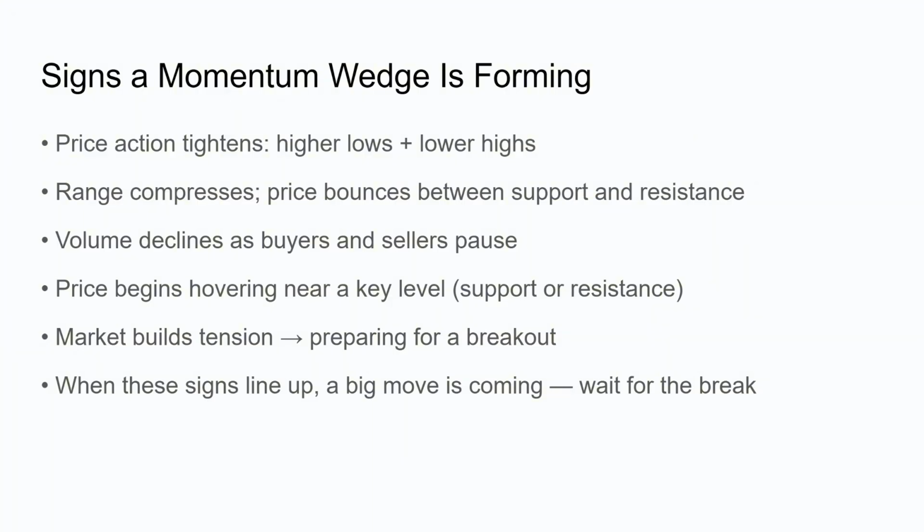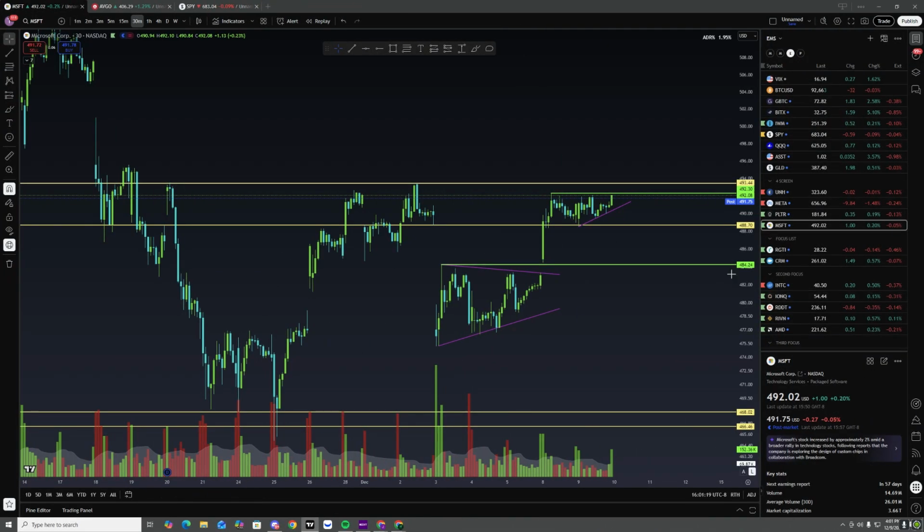Another key sign is when price hovers near a major resistance or support level. So when price is basically waiting around those big important levels, right? This just tells us that momentum is loading and that the market is getting ready to break out. So when you see these signs and a wedge is forming, expect a big move. You put all those together, and all you have to do is wait for the break of the wedge, and that is when you take your entry. Going to TradingView here.